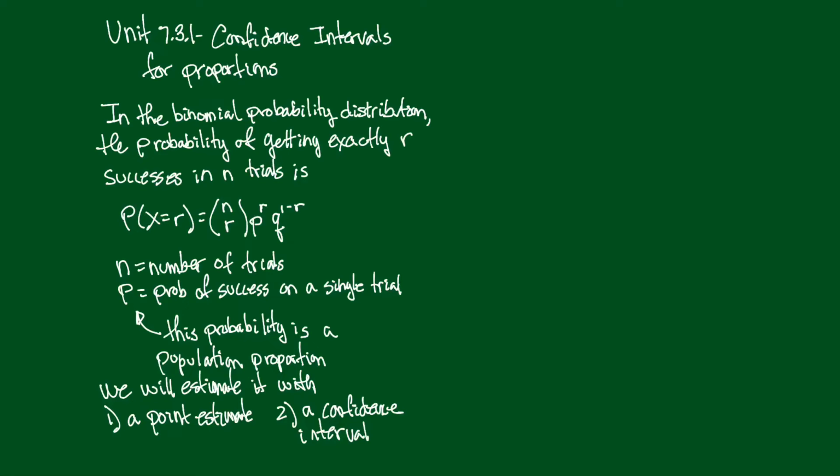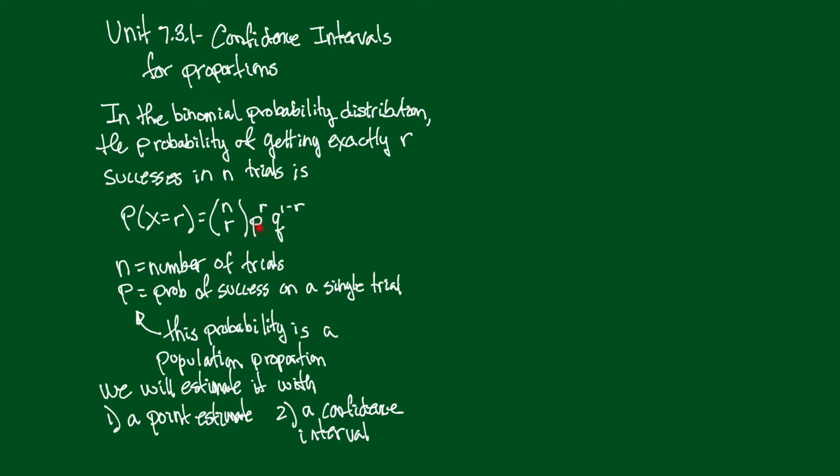You may recall back in section 5.2 that we talked about the binomial probability distribution, and we said that the probability of getting exactly R successes in N trials was given by this formula right here. Now in this formula, N is the number of trials, R is the number of successes that you want, but this number P right here is the probability of a success on a single trial.